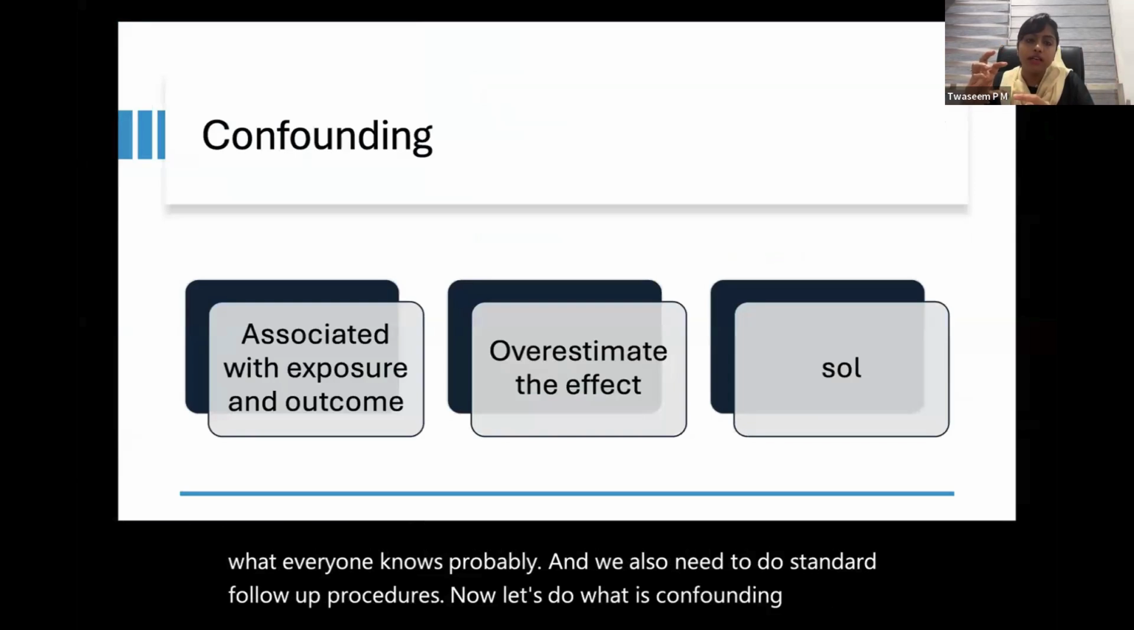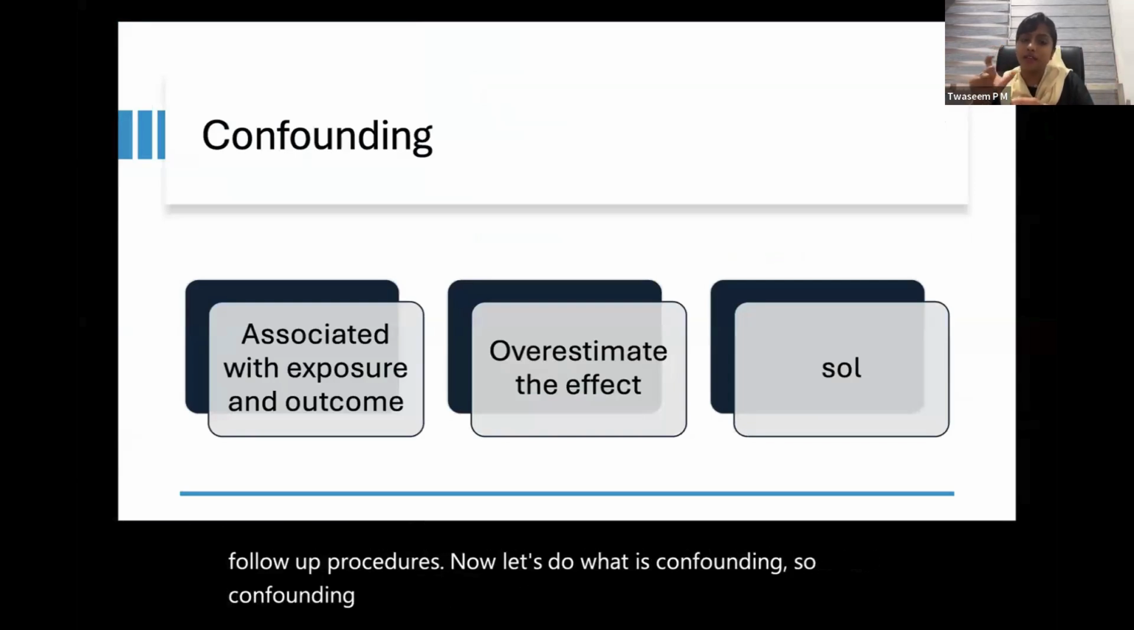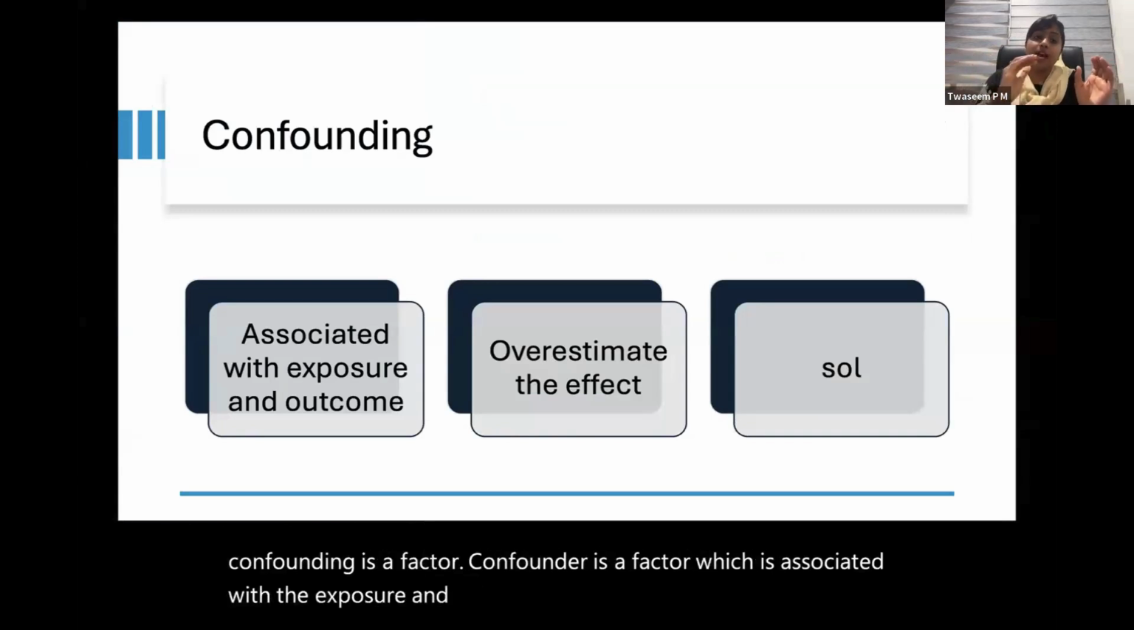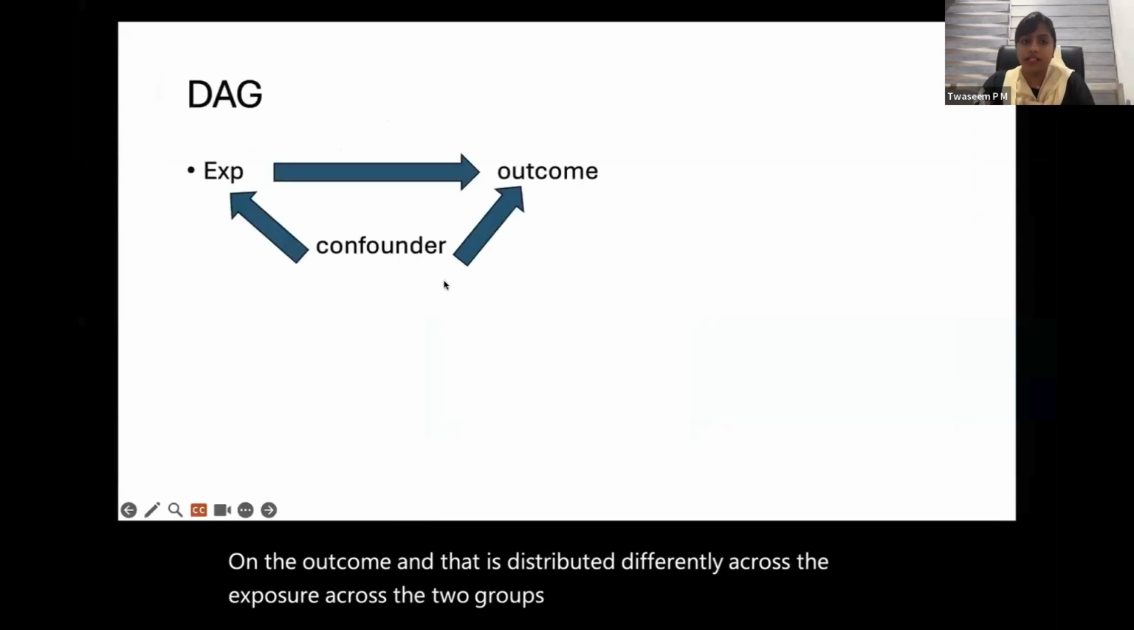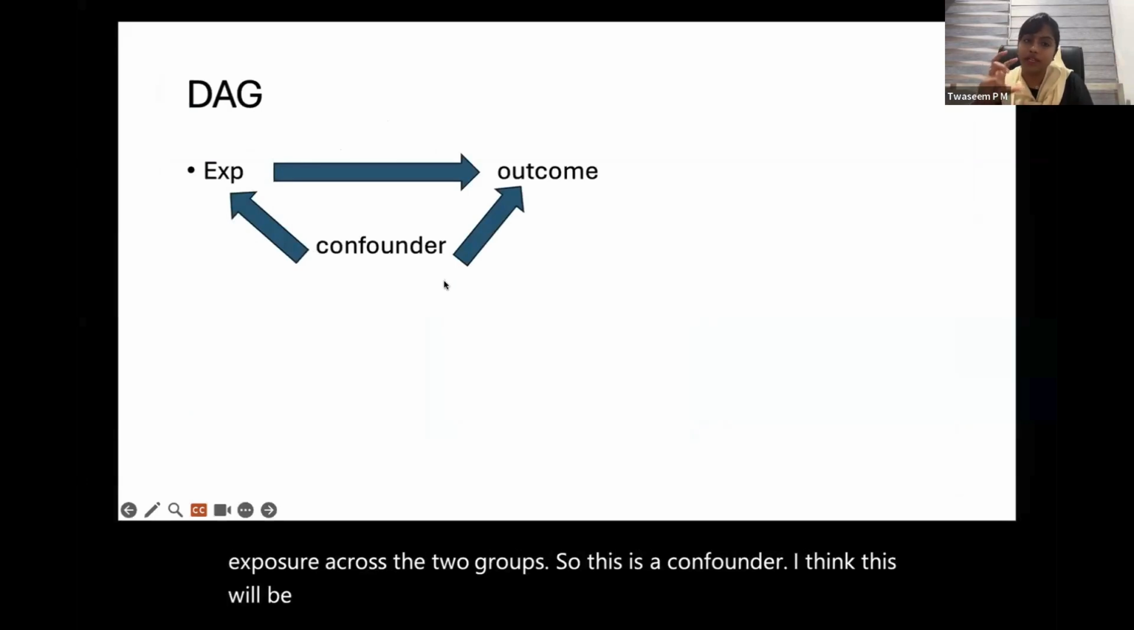So confounding is a factor. A confounder is a factor which is associated with the exposure and the outcome, which has an influence on the outcome, and that is distributed differently across the two groups. So this is a confounder. I think this will be the easiest graph to identify a confounder.